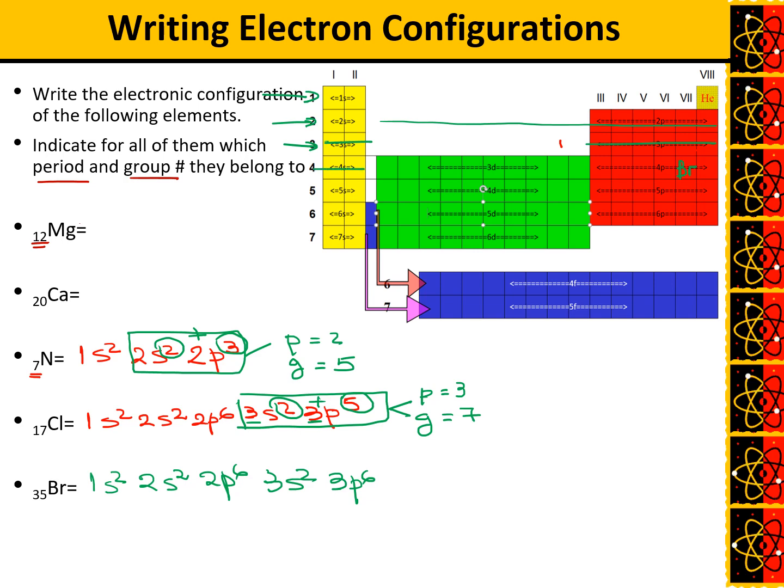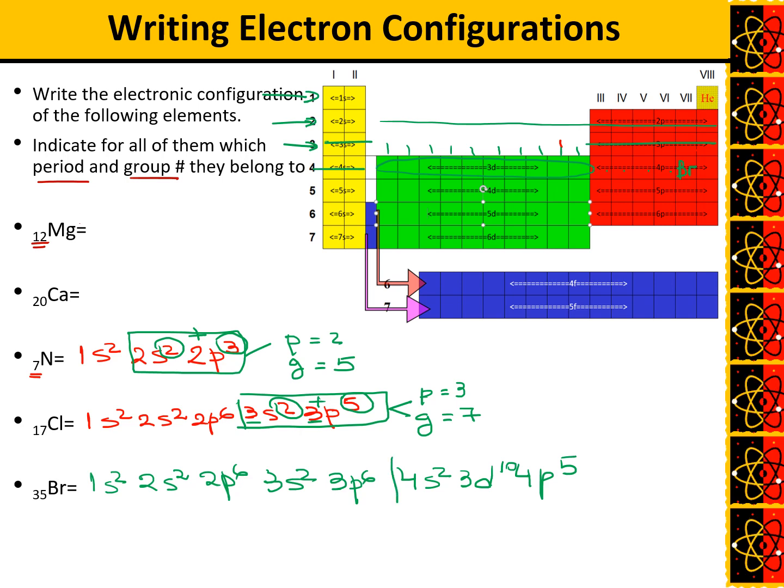then 4s2. Be careful. Then we have 3d, and if you don't remember how many electrons I need to put, just count. 1, 2, 3, 4, 5, 6, 7, 8, 9, and 10. So it's 3d10, and then 1, 2, 3, 4, 5 electrons in 4p. 4p5. Now look at this.